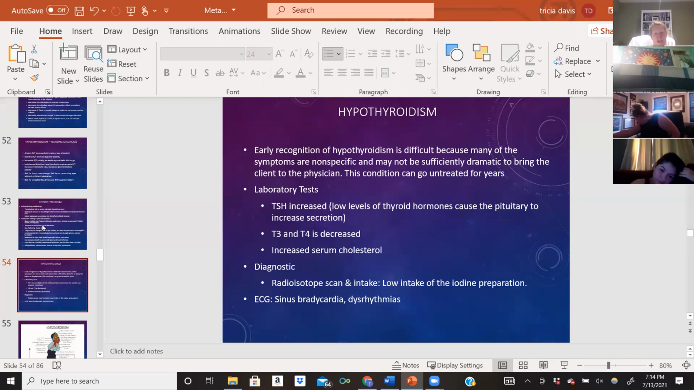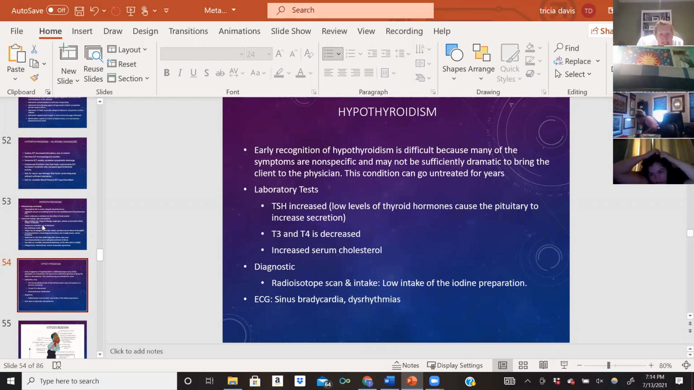So of course we want to look at our thyroid function levels. So we want to look at our TSH. Our TSH is going to be increased because low levels of thyroid hormones are going to cause the pituitary to increase the secretion. And then our T3 and our T4 are going to be decreased. And we're also going to see an increase in our serum cholesterol levels.